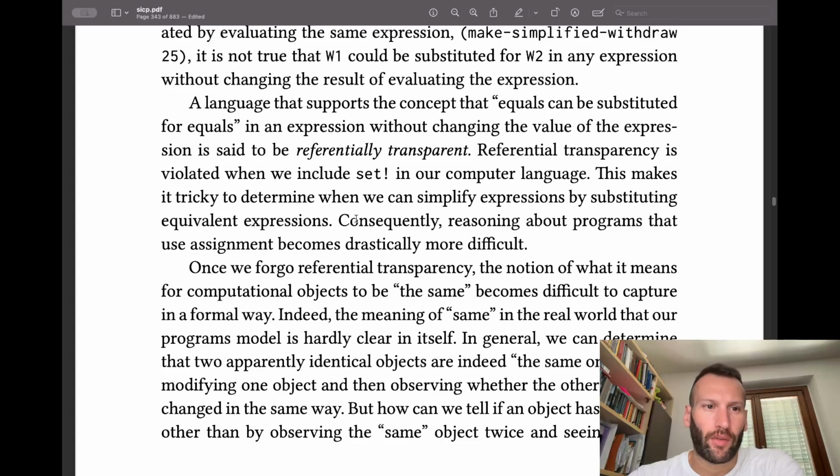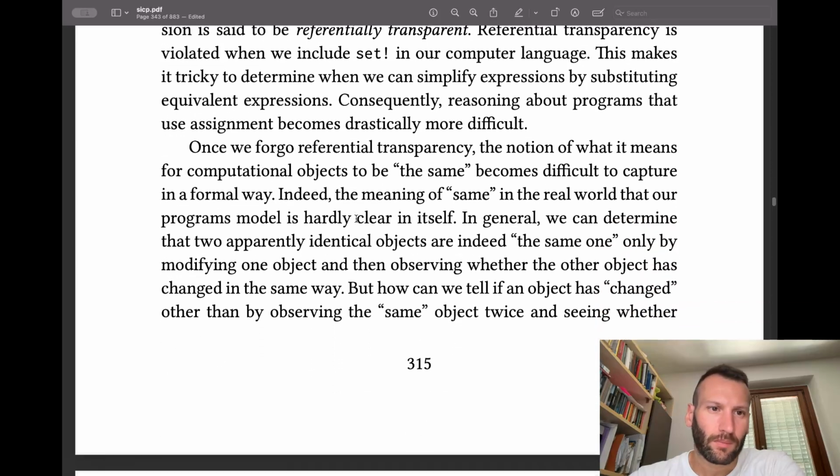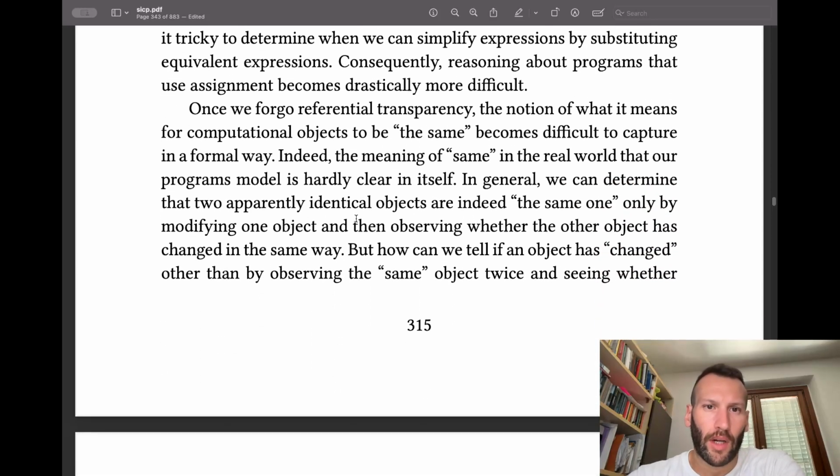Referential transparency is violated when we include set in our computer language. This makes it tricky to determine when we can simplify expressions by substituting equivalent expressions. Consequently, reasoning about programs that use assignment becomes drastically more difficult. Once we forego referential transparency, the notion of what it means for computational objects to be the same becomes difficult to capture in a formal way.